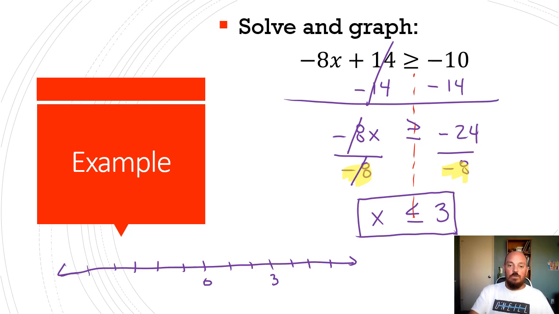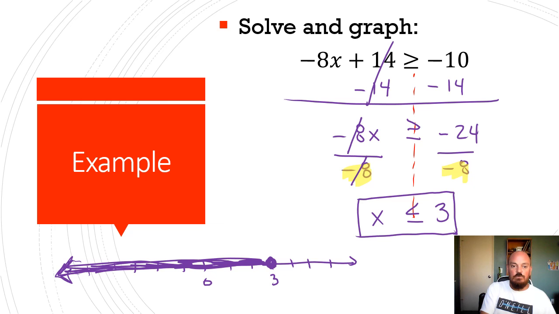This time we did have the or equal to, so I'm going to fill in the dot, or closed circle. And even though the original question was a greater than or equal to, which would shade to the right, the final answer is less than or equal to, so I'm going to shade over here on the left. Darken in the line over here to the left. And it's going to show me that my answers are all the points to the left of, or less than or equal to, the dot at 3.